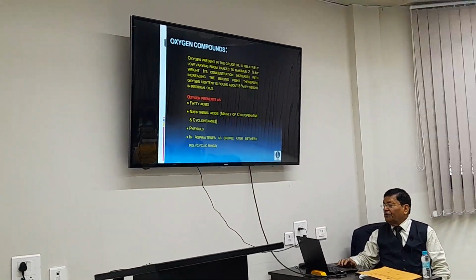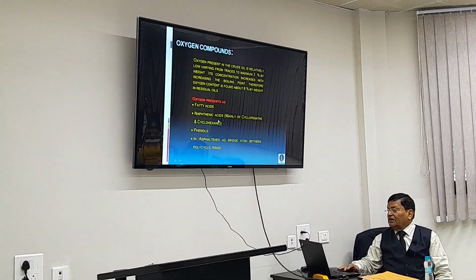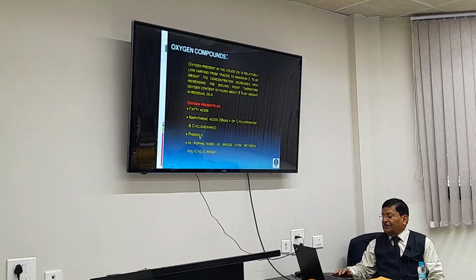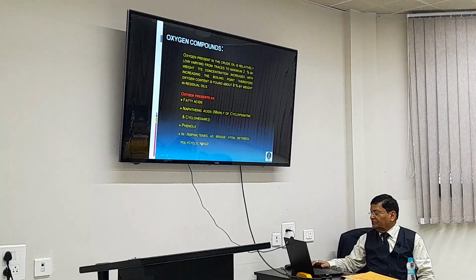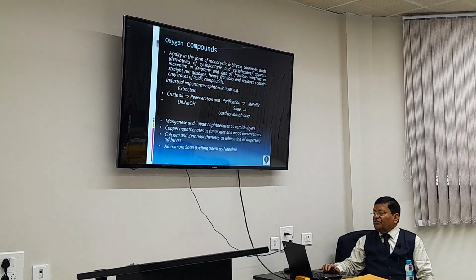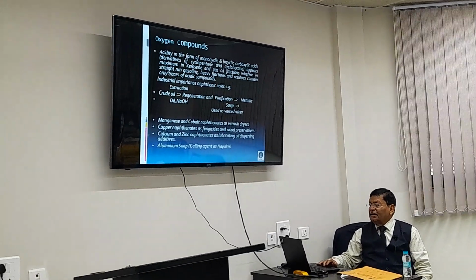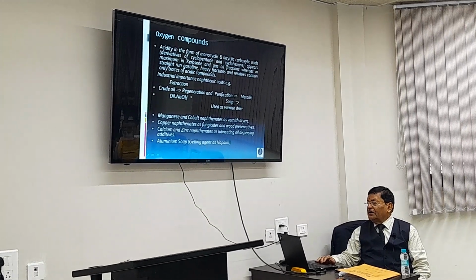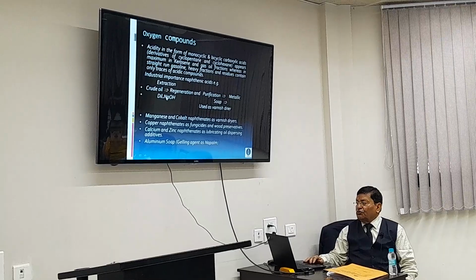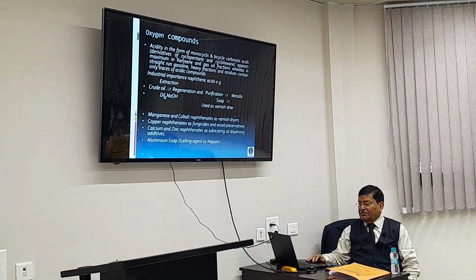Oxygen is present in the form of naphthenic acids. They are present in the form of phenols. They are found in the asphaltene, the synthetic atom between polycyclic. Most dangerous is your naphthenic acids, which can be removed by treating crude oil with sodium hydroxide. You will get the sodium salts of naphthenic acid.